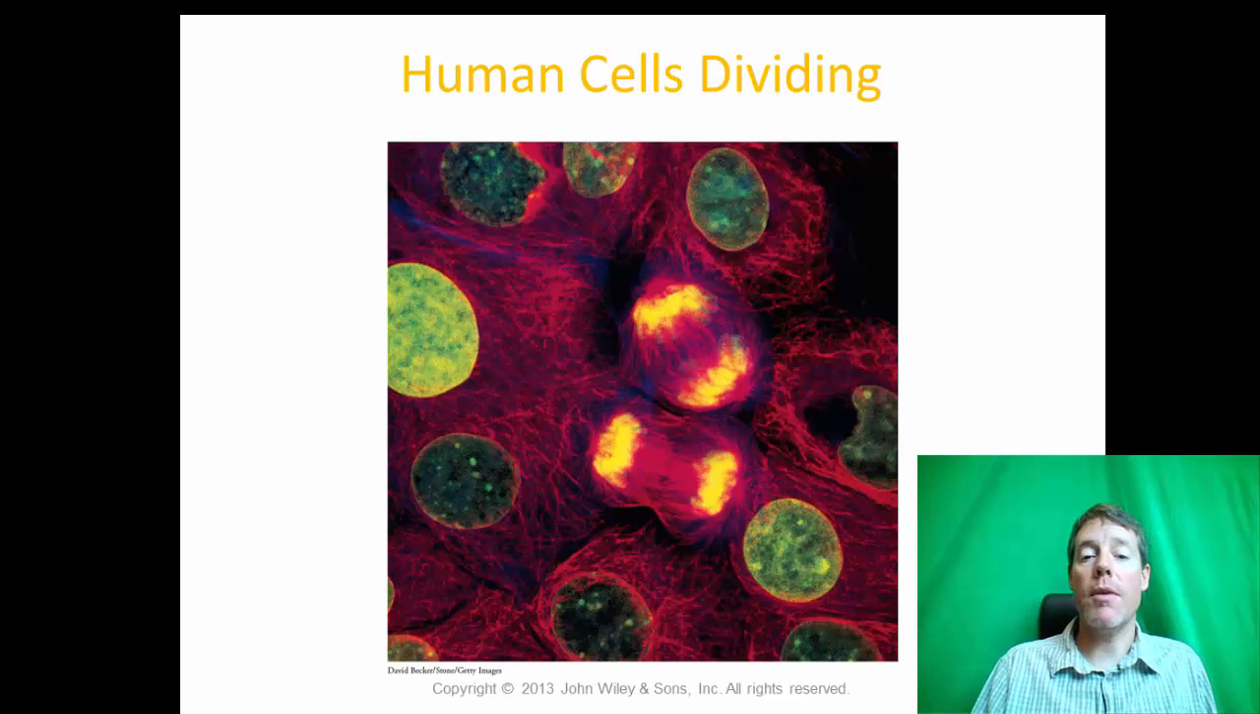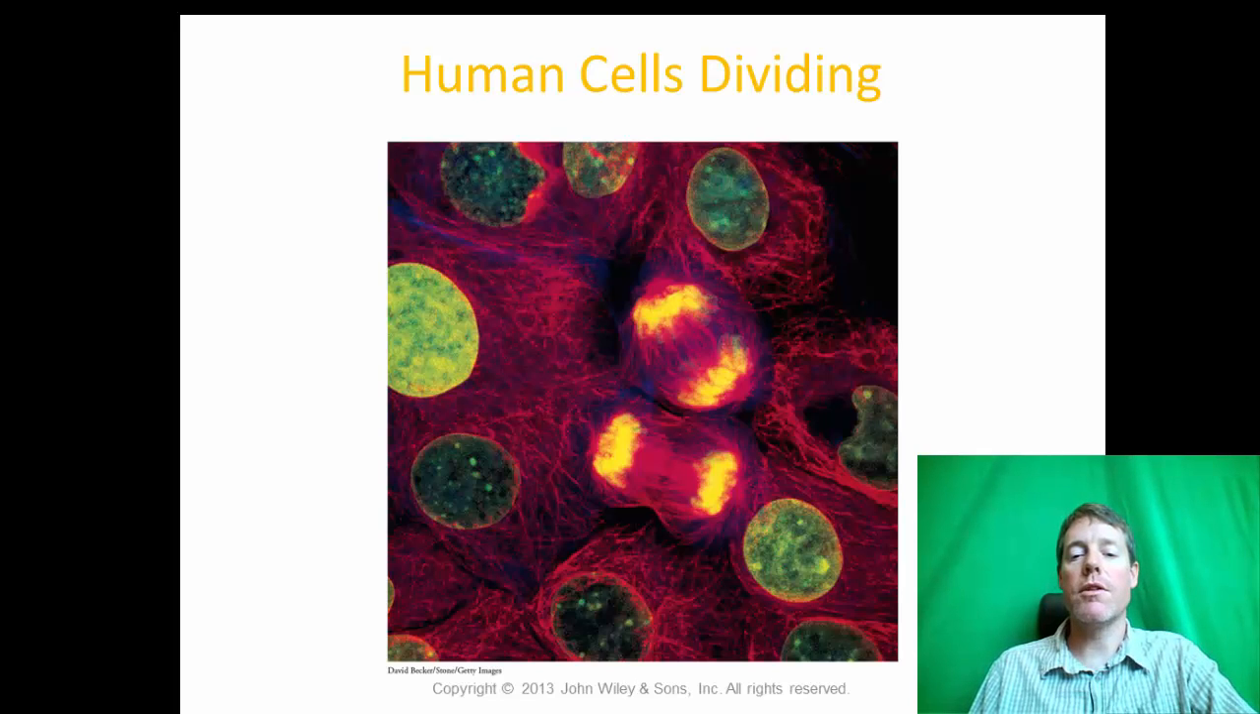Here's a diagram of this happening in human cells. Notice the spindle fibers and DNA stained in yellow is the chromosomes that have moved to the opposite ends of each of the cell.